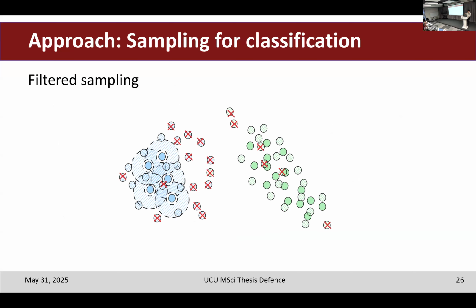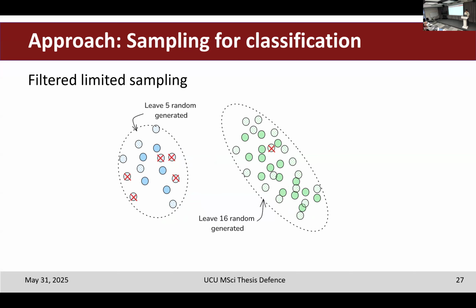Filtered sampling, here we remove duplicates or just unrealistic samples. We do it by calculating distances in the BirdNet embedding space, and samples that are too far or too close to real samples are discarded from classifier training. Then filtered limited is a stricter version of filtered sampling, and we further limit the number of samples for each class to the number of real samples, so that generated samples do not overflow real ones.